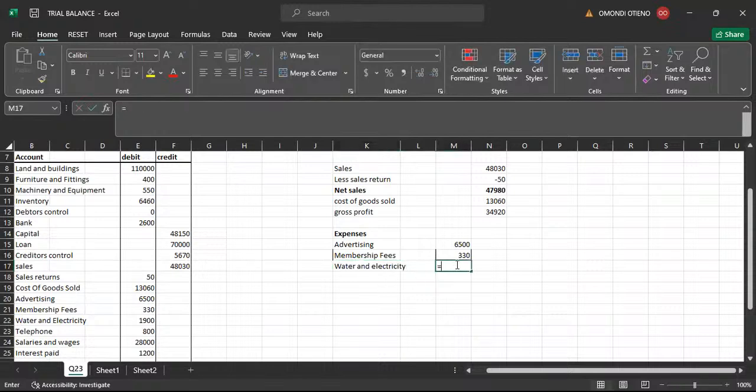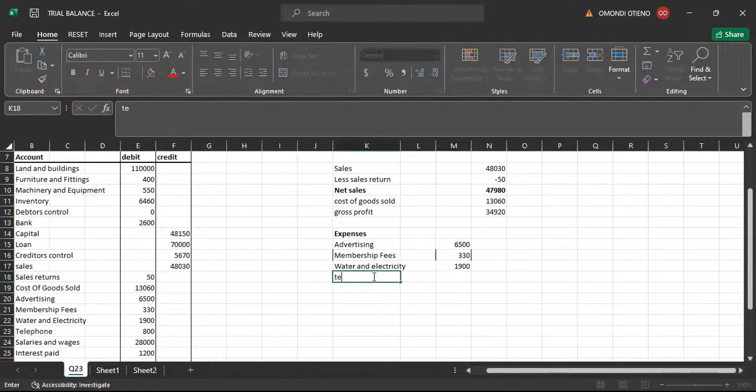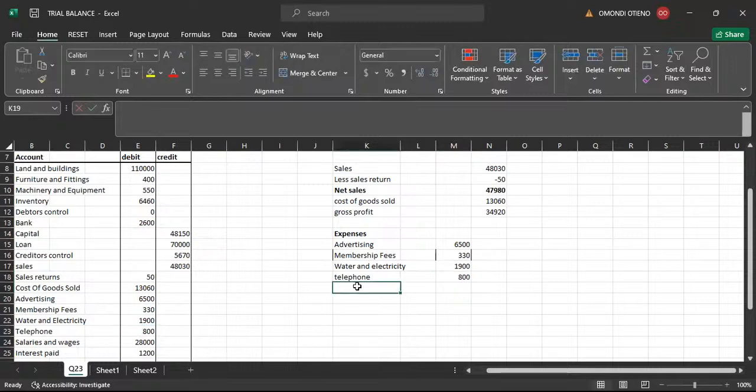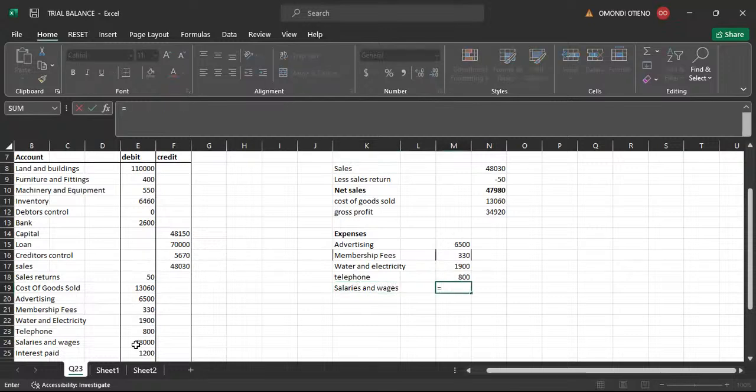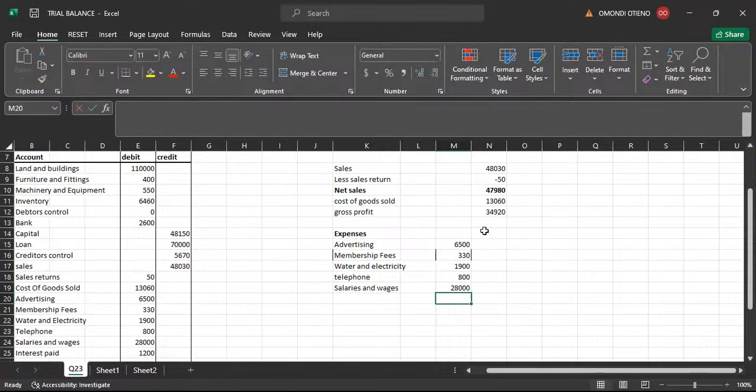Water and electricity, what do we have there for water and electricity? That is it. We have telephone. Yes, thank you, Nick. We have telephone expenses. That is it. Salaries and wages, we have it there as 28,000. Interest paid.